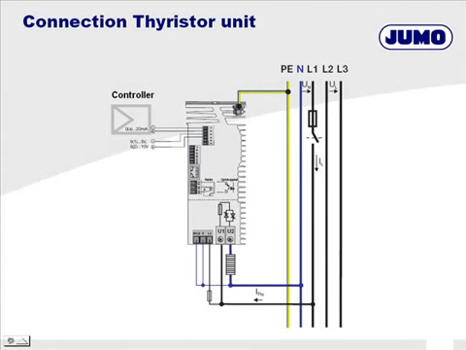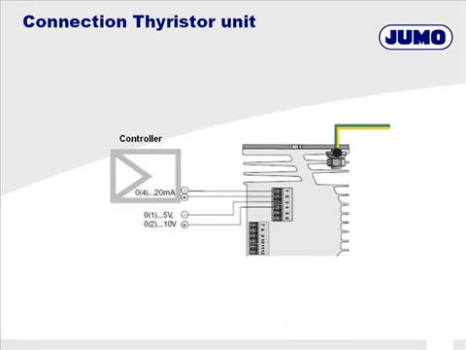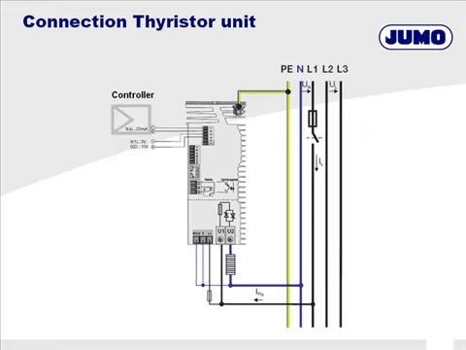The picture shows the general connection of a Thyristor unit in a single-phase system. The control electronics requires a power supply. In the example, the output of the controller is given as 4 to 20 milliamps. Regarding the load circuit, the phase is switched on the load via the thyristors.